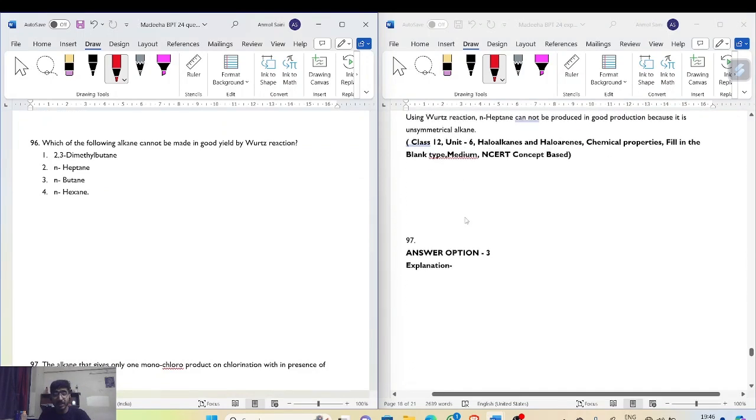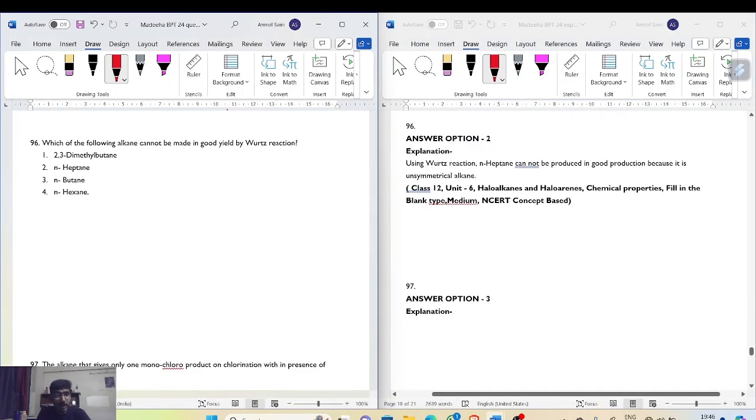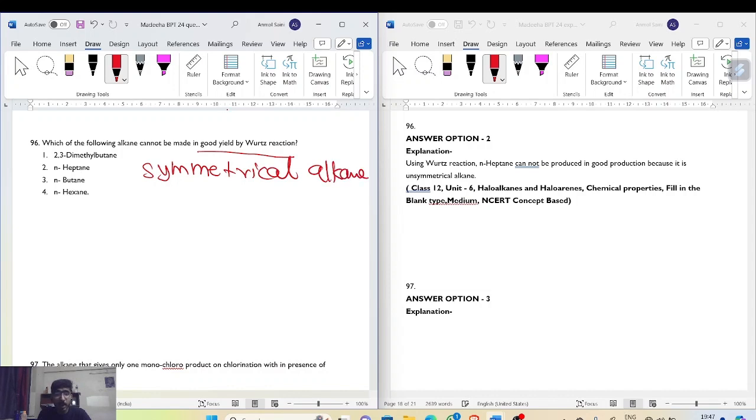Now question number 96. Which of the following alkanes cannot be made in good yield by Wurtz reaction? So we know from Wurtz reaction we can produce symmetrical alkanes in good amount. But in Wurtz reaction we can't produce unsymmetrical alkanes. So here we have to find out which of these four is unsymmetrical, that will be the one that cannot be produced by Wurtz reaction.